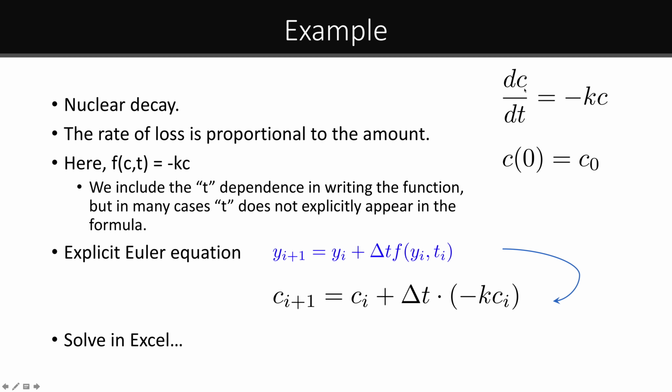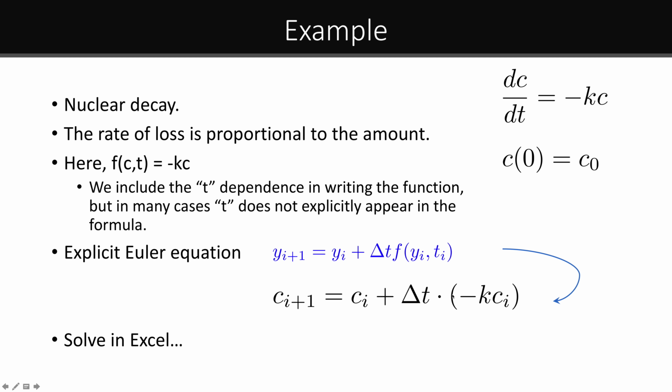Here we have a nuclear decay problem where we have some mass or concentration of nuclear material, and the rate of change of the amount that we have is proportional to the amount that we have. So here k is a constant that we're given, and we have some initial value that we're also given. So here's the explicit Euler equation, and because our variable here is c, not y, we just change our notation to fit our specific problem, and we have c next equals c previous plus delta t times the right-hand side function evaluated at point i.